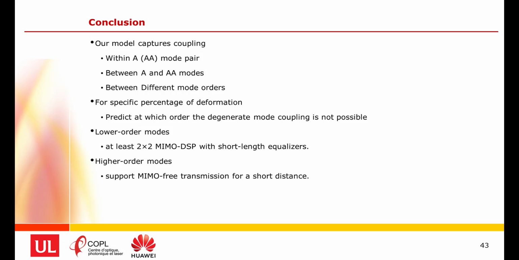Okay, so just to conclude, I'd like to say that our model captures the coupling within an aligned or an anti-aligned pair. It quantifies the difference in the coupling between anti-aligned and aligned modes as we change, especially with different mode orders. The results that I've presented were for a specific percentage of deformation, and for this deformation we could predict at which order. So we could say that at order 4 there was degeneracy, by 7 there was not, and of course if we could parameterize this better we may be able to predict the experimental results.